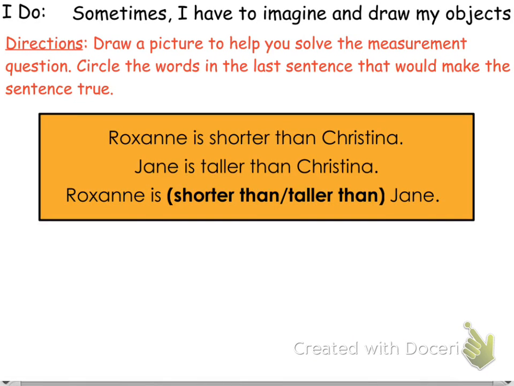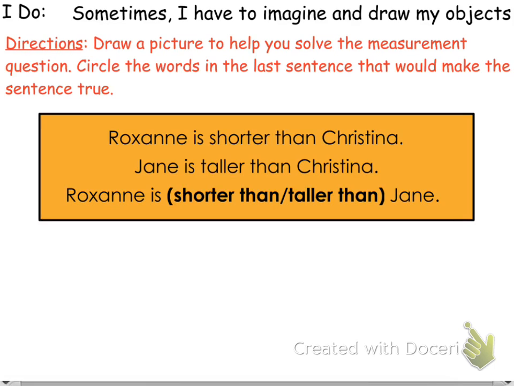Today we're going to be talking about Module 3, Lesson 2 and 3. We combine these lessons together. Now, with these lessons, it's about being able to compare the length of objects using comparing words, which is longer than, shorter than, and equal to.